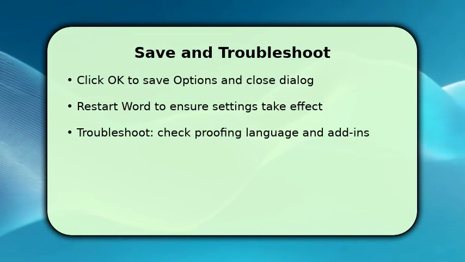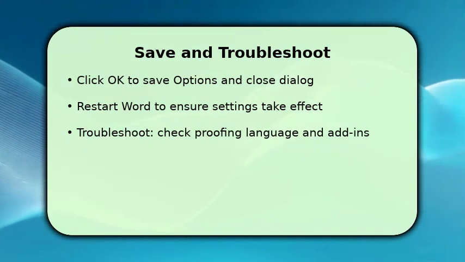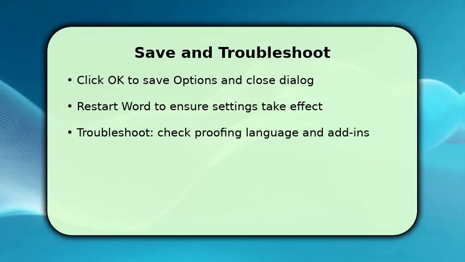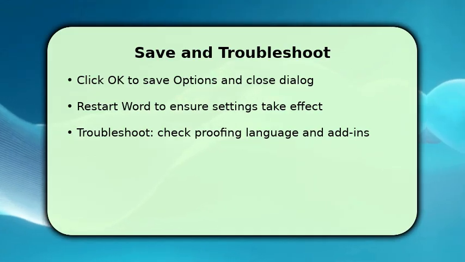After adjusting settings, click OK to save and close the Options dialog, then restart Word to ensure the changes apply. Once restarted, test typing a known misspelling to confirm no automatic correction or red underline appears.